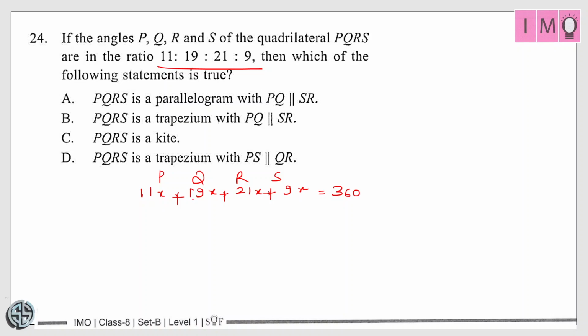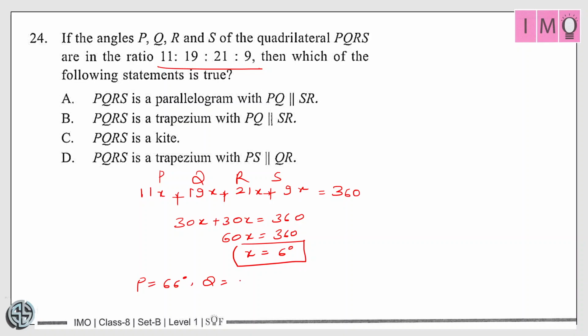When you add 11 plus 19, it will be 30. 21 plus 9 will also be 30. 30 and 30, you will get 60x, which is equal to 360. So the value of x you get is 6 degrees, right? So you can see P is 66 degrees, Q is 19 times 6, which is 114 degrees, R is 21 times 6, which is 126 degrees, and S is 54 degrees.